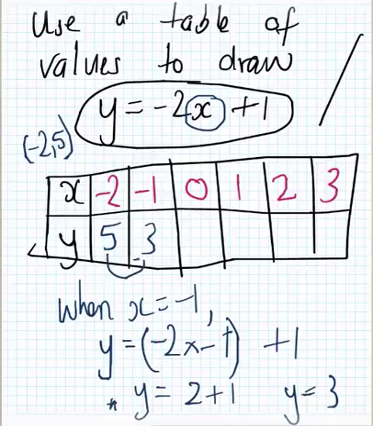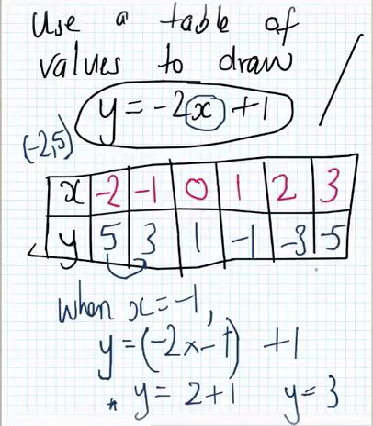To get from 5 to 3, we have subtracted 2. So what's 3 take away 2? We'll have 1 here, 1 take away 2. So we've got 1, 0, negative 1. And we've got negative 1 take away 2. So minus 1, minus 2, minus 3, and then minus 5. And we can actually, so we filled up the whole table by finding the pattern.